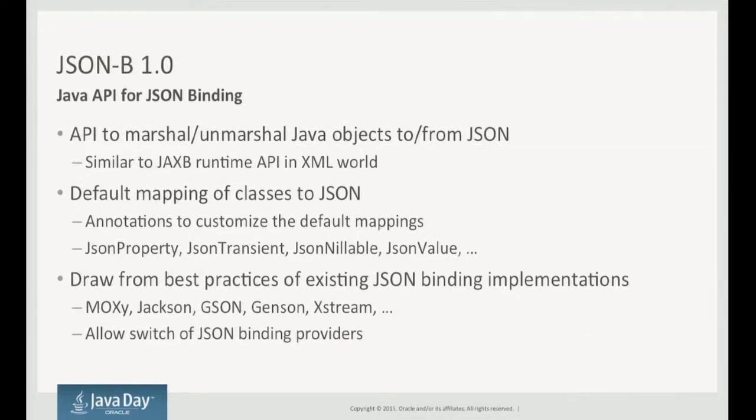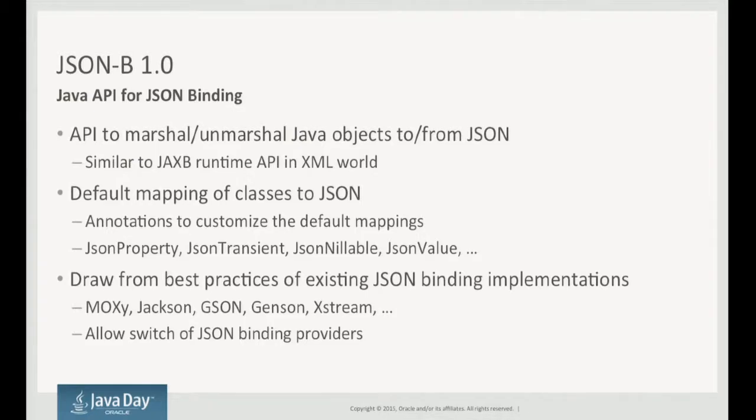Let's start with JSON binding, which was the most popular result in our survey. This is an API to marshal between Java objects and JSON text. You can think of this as similar to JAXB in the XML world, or similar to JPA in the object relational mapping world. What we'd like to do is similar in the sense that we want to provide annotations to customize mappings between these objects and JSON, and to provide convenient defaults for this mapping transformation.